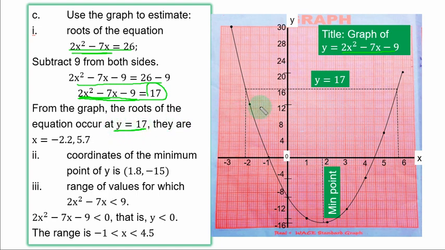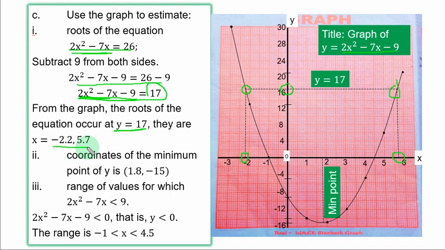So you go to y axis and locate 17 somewhere here. You trace it to meet the curve at both ends. Here is the first point. You trace to s axis. This is the second point. You also trace to the s axis. Notice that on the s axis, one line is 0.1. The solution becomes minus 2.2 or 5.7.